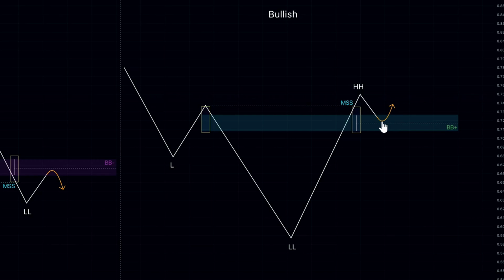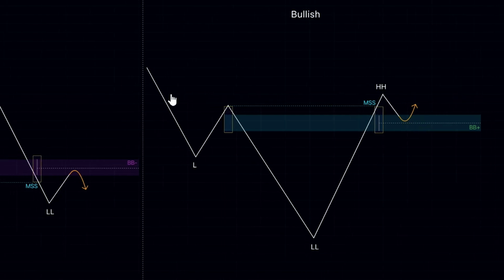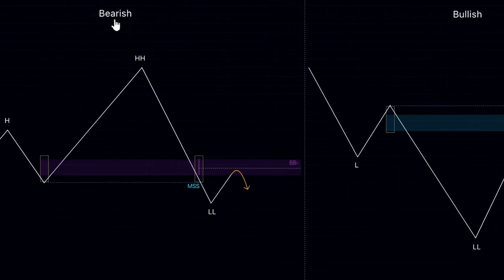To take long positions with a bullish breaker block, just wait for price to retest the level, then enter your trade. The same concept applies to bearish breaker blocks, just in the opposite direction.